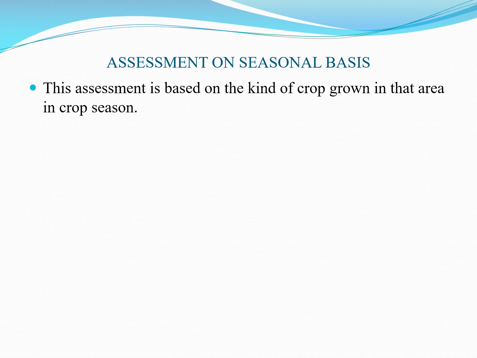The next method is assessment on seasonal basis. In this type of assessment, the assessment is based on the kind of crop grown in that area in a crop season. It depends upon crop seasons, and is done based on the different kinds of crops which are grown in that area.